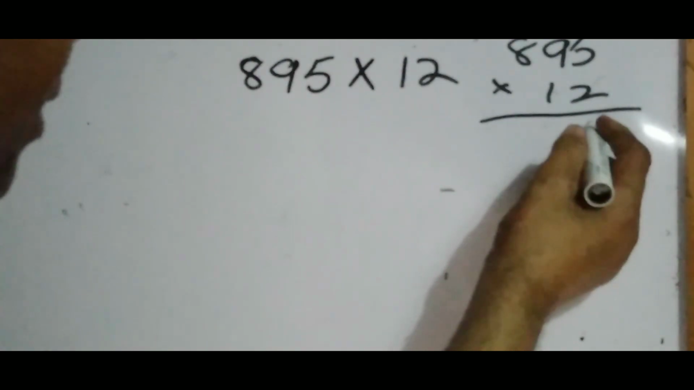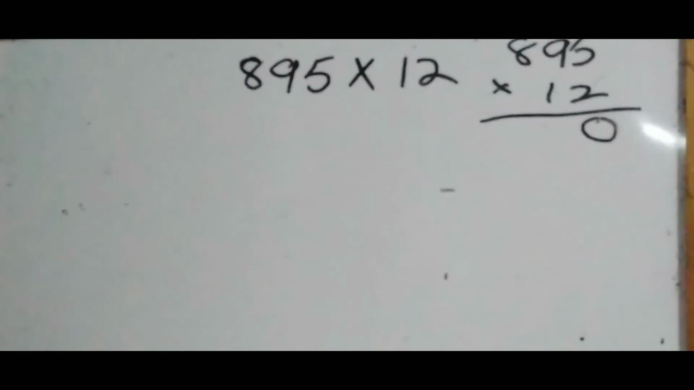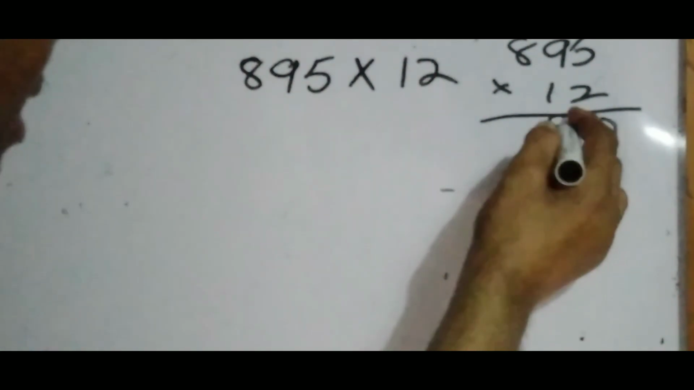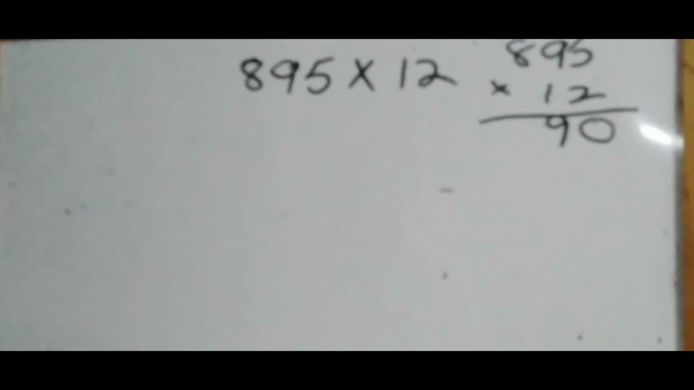2 5s give you 10, put the 0 down, take the 1 over. 2 nines 18 and 1 19. We take the 1 from the 19 over, and we're going to say 2 8s give you 16, and the 1 that you take over will give you 17.